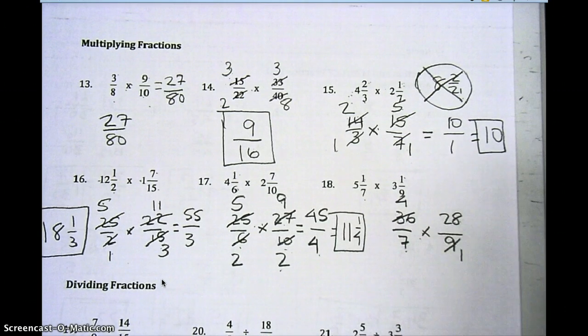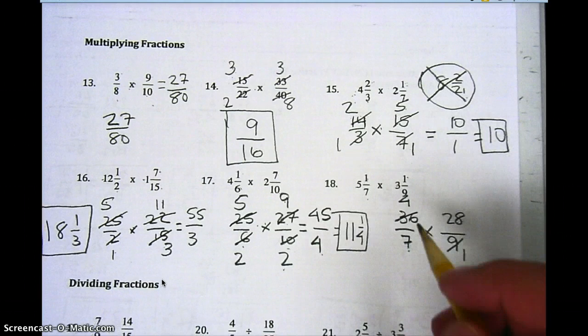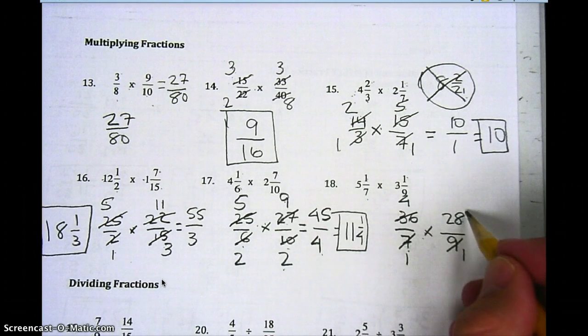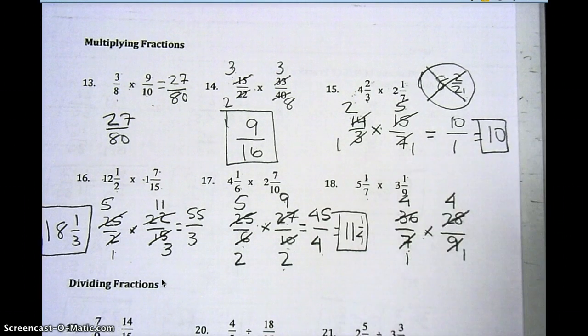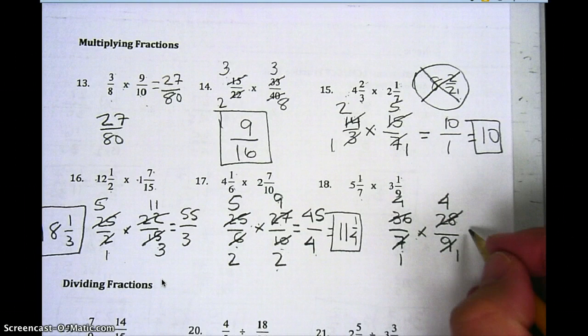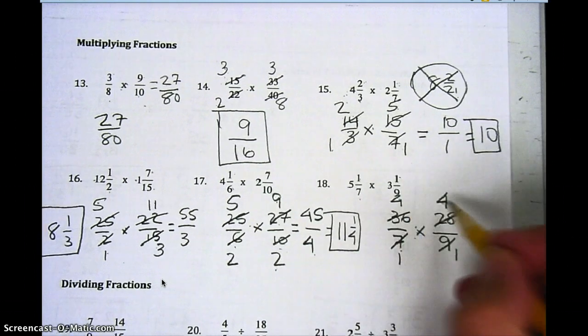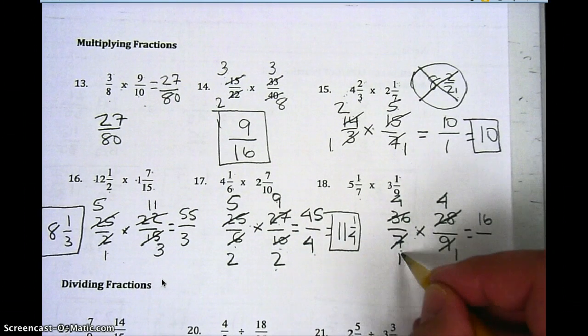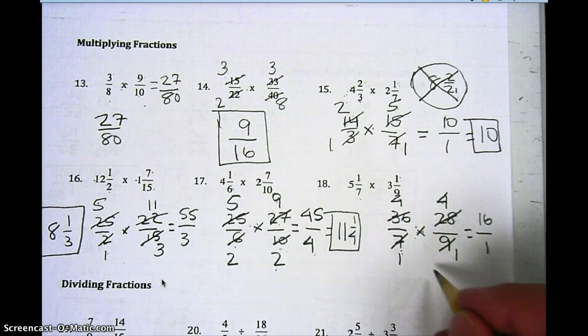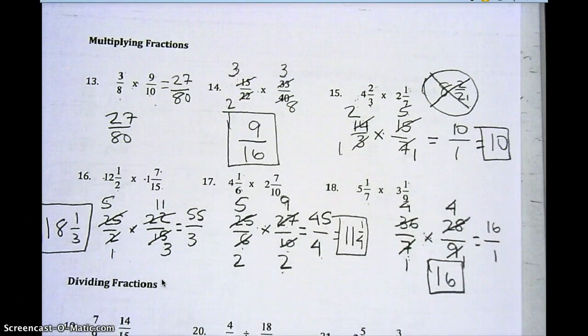27 and 28, or 7 and 28, they both have a common factor of 7. 7 divided by 7 is 1. 28 divided by 7 is 4. Now I can multiply the top and multiply the bottom. 4 times 4 is 16. 1 times 1 is 1. So the answer for that one is just going to be 16. And that is how you multiply mixed numbers and fractions.